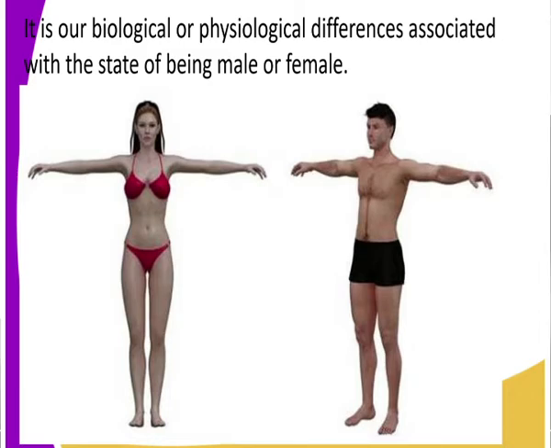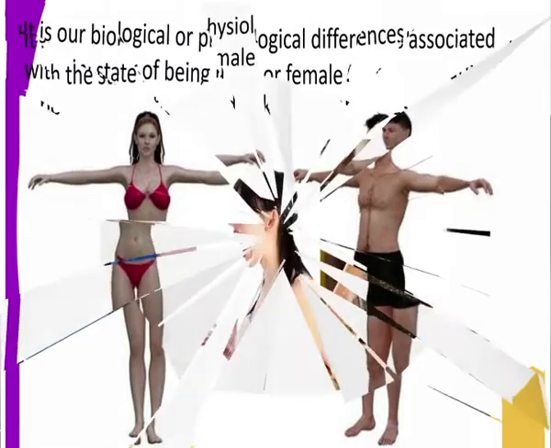Remember, men don't have breasts. Men don't have hips. Let us look at men. Look at the chest. It is a broad chest. Look at the stature. A man is muscular. And also the biological organ that defines a man is the penis. So that is the biological differences associated with the state of being male or female.